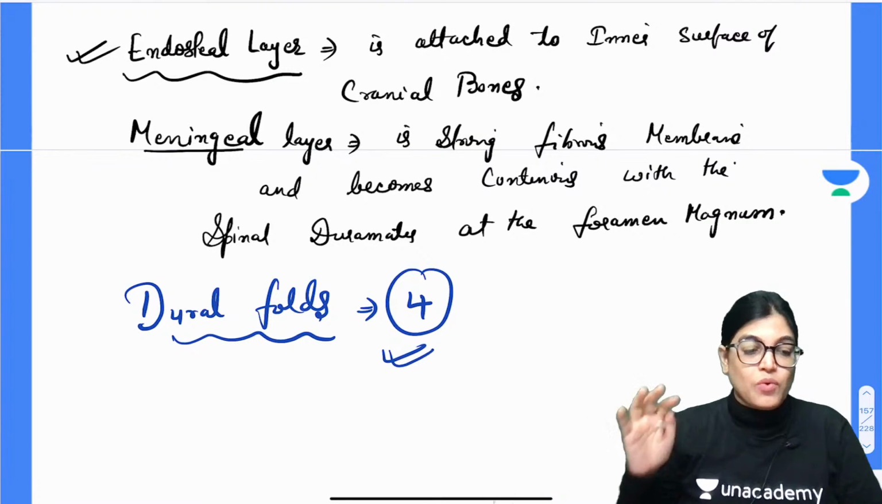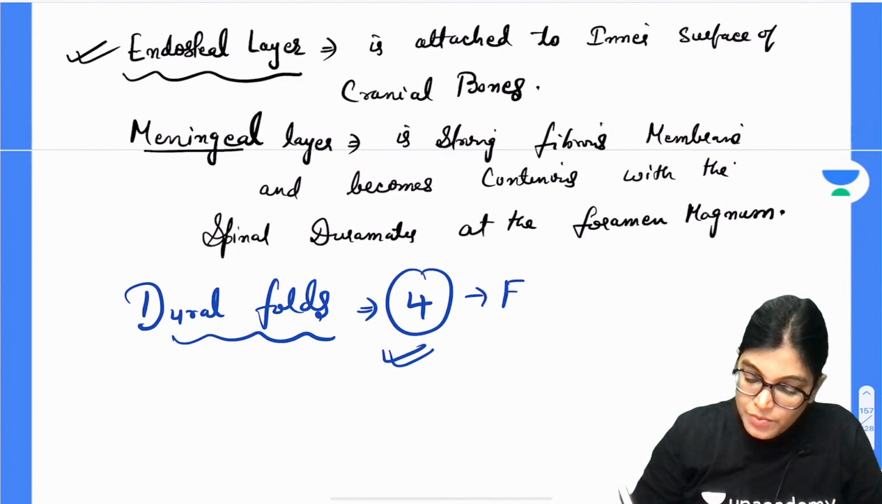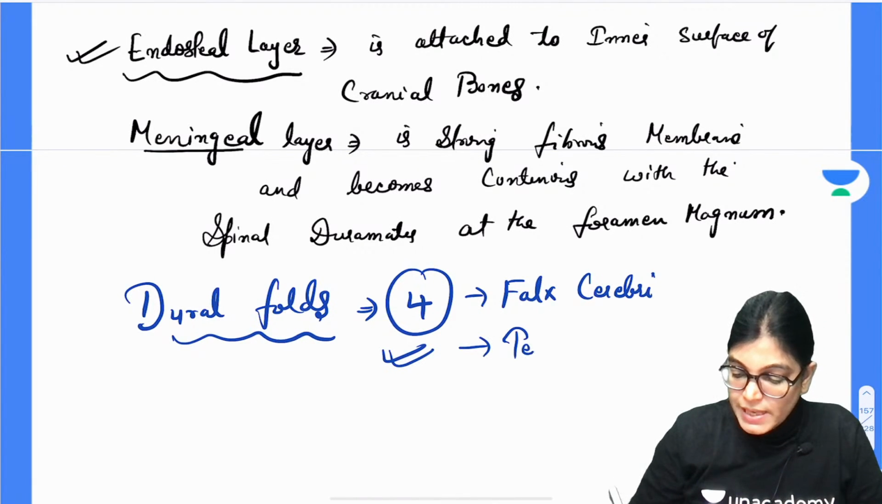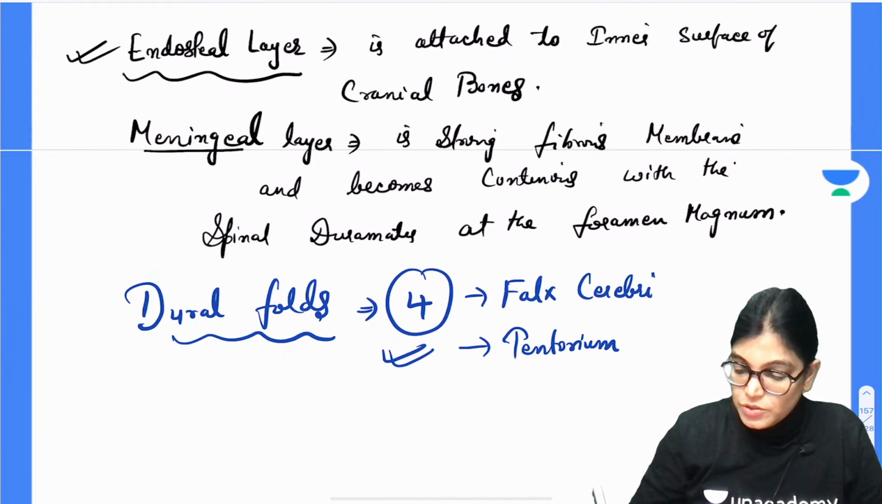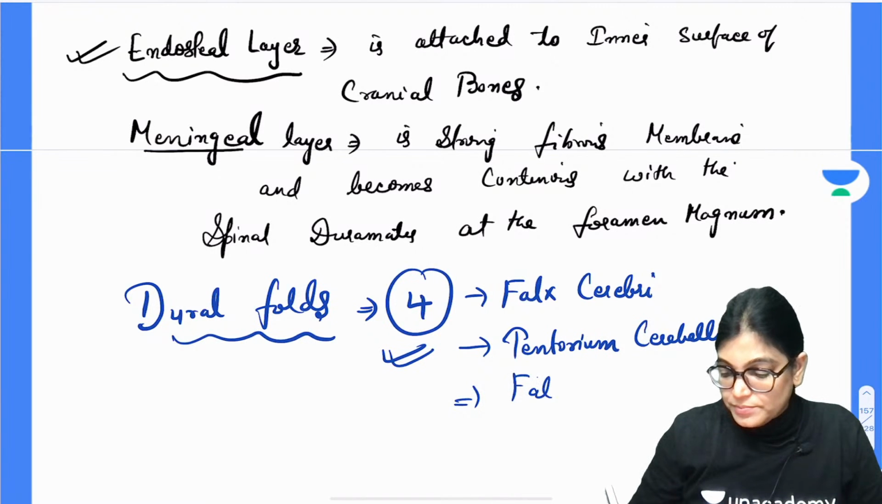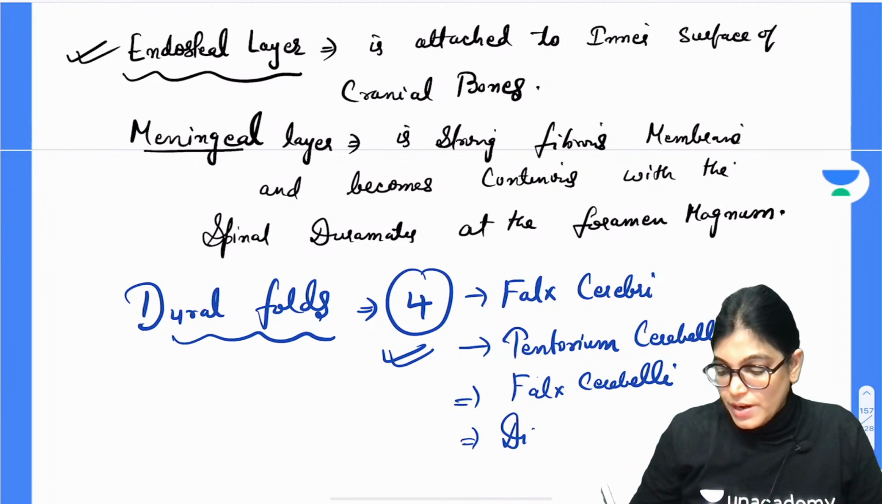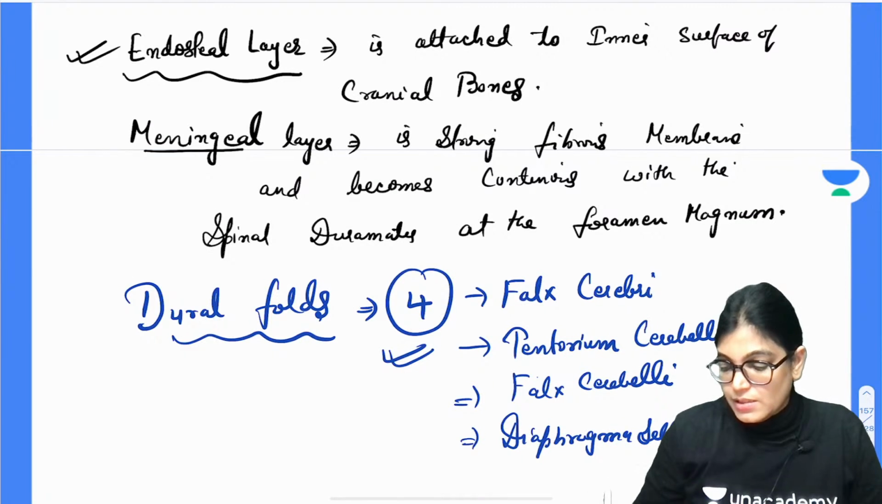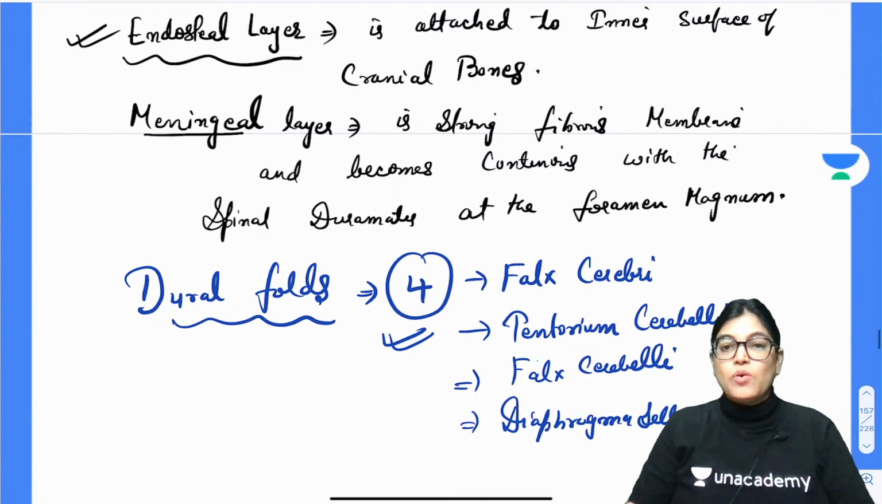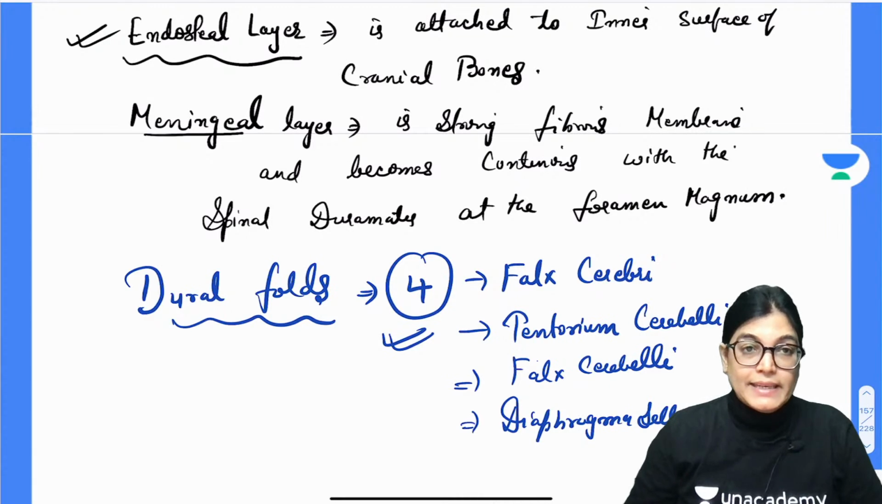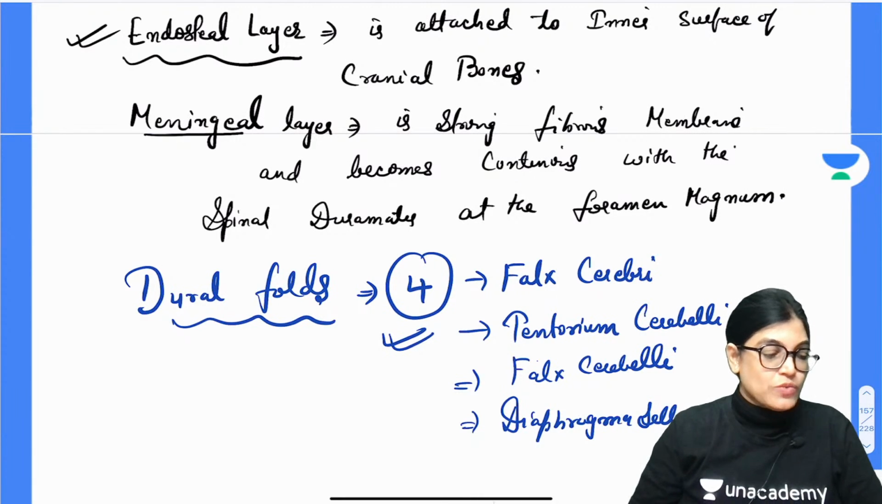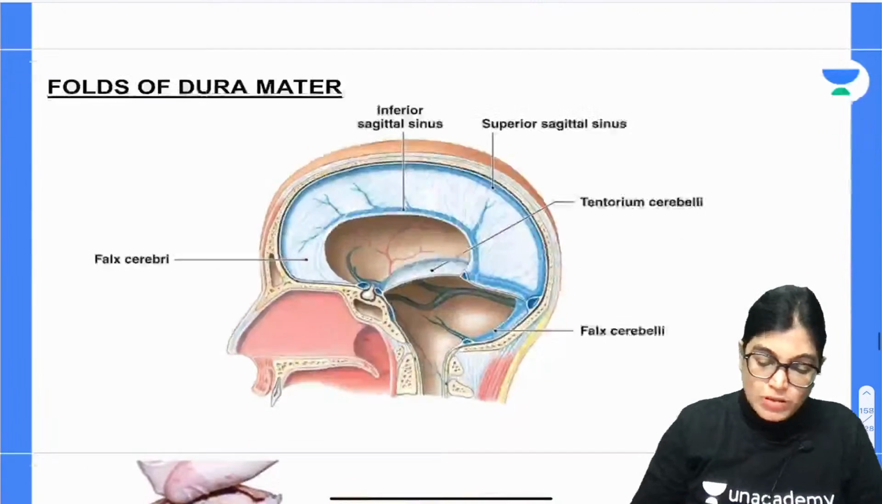The four dural folds are the falx cerebri, tentorium cerebelli, falx cerebelli, and diaphragma sellae. So these four dural folds should be studied in detail. Let's talk about these folds individually. Let's talk about the first.